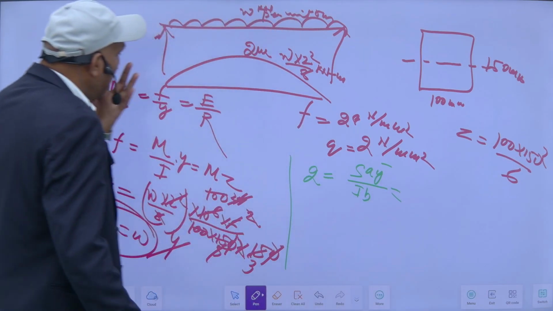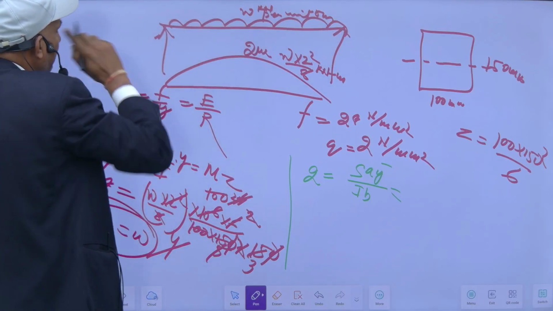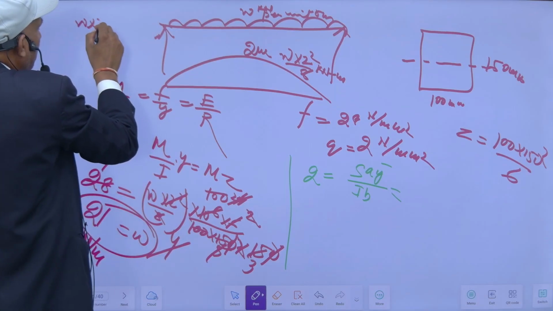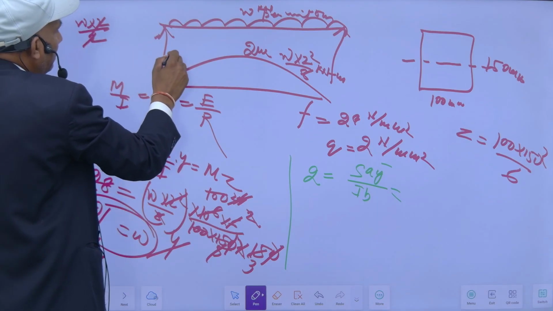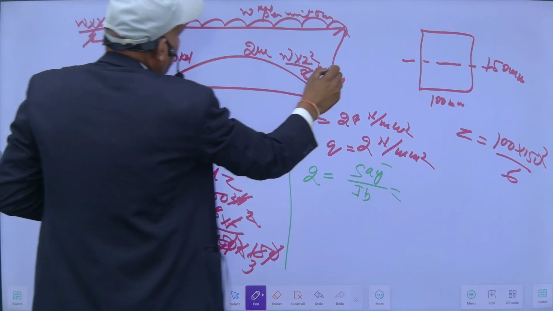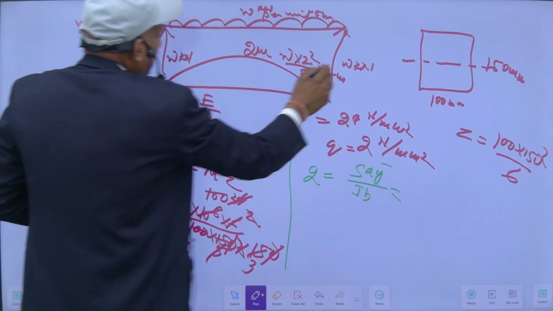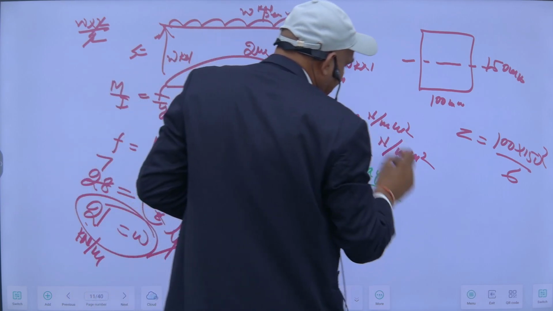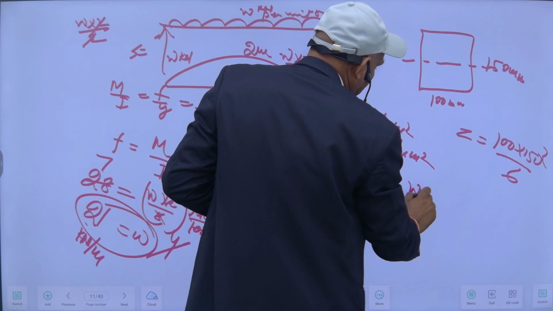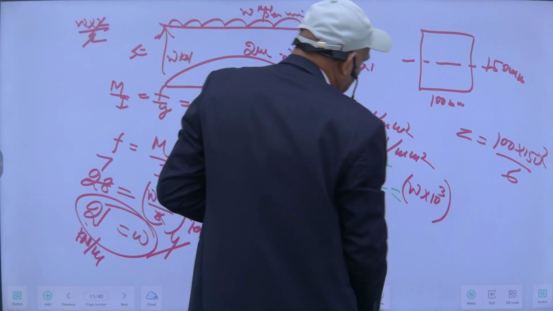Shear force will be how much? So the total load is W into 2, and the reaction is the total load divided by 2. So the reaction here will be W kilonewton. This is the shear force. So this shear force is W, which is in kilonewton, which means I will multiply it by 10 raised to the power 3. So this will be in Newton.